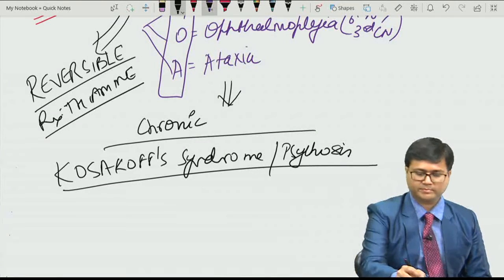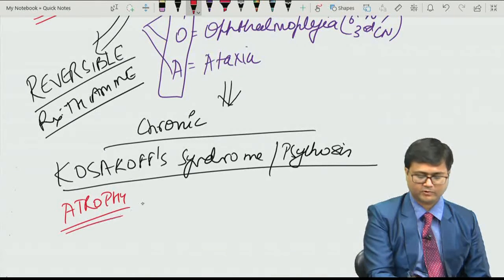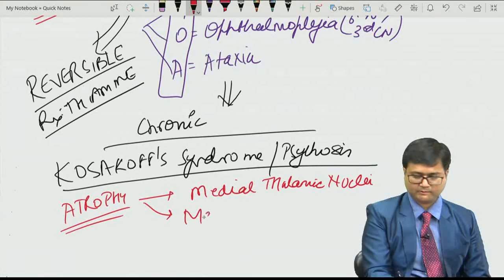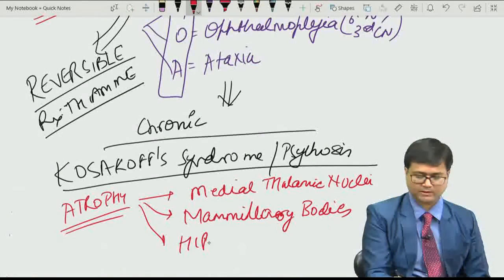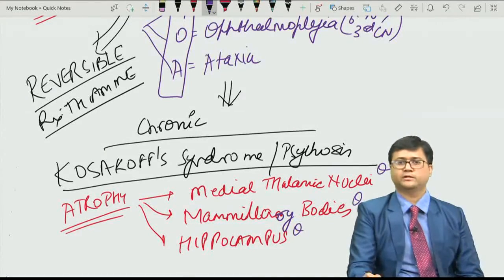Now, this is because of atrophy of the medial thalamic nuclei, then the mammillary bodies, and the hippocampus. So these are the important parts affected.